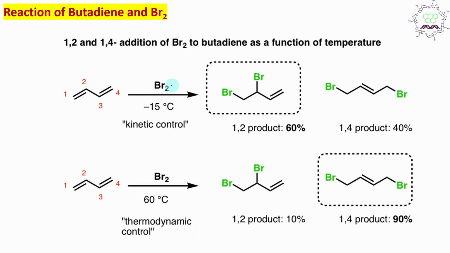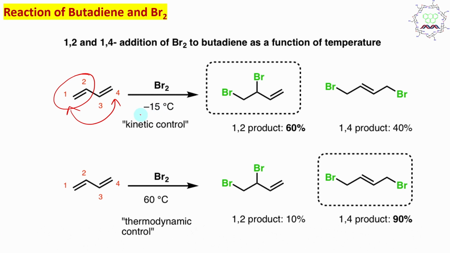Now we know bromine undergoes addition across a double bond, or more specifically, a pi bond. The pi bond breaks and two new sigma bonds form. So that is the driving force for this reaction. But in the case of 1,3-butadiene, there are two choices. The addition of bromine could be across 1,2 or across 1,4. Now, which reaction will take place? It depends on the reaction condition.